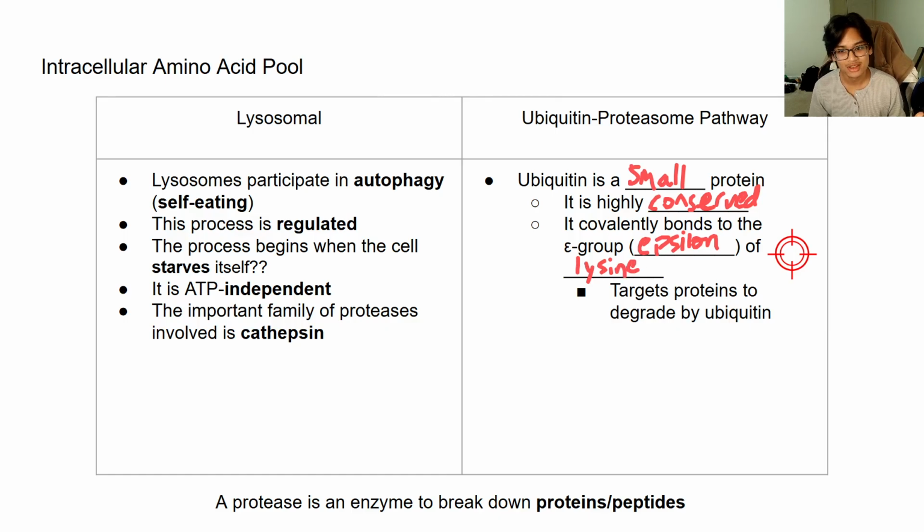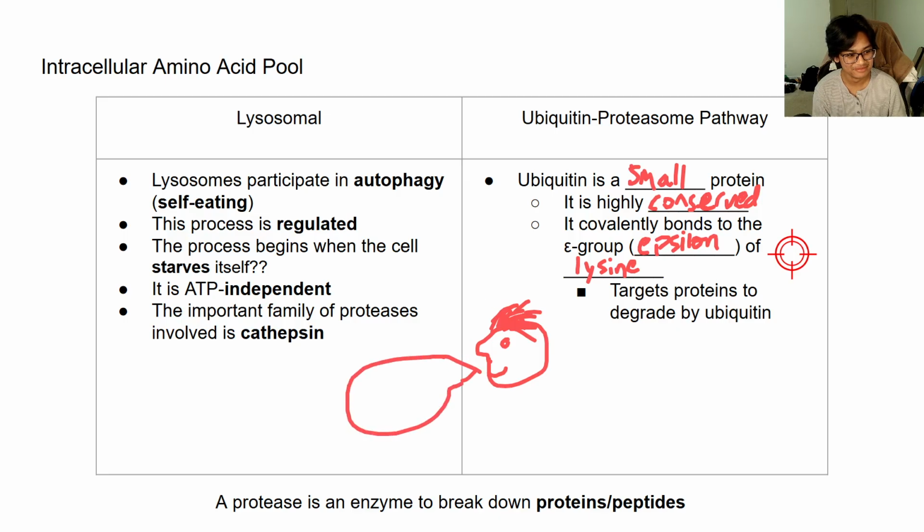So what does that mean really? The ubiquitin proteasome pathway starts with basically like a gun, but you're not going to shoot that gun right away. You want to figure out who's your target. So if this is our little protein, there's our protein, and you want to put a target on it.